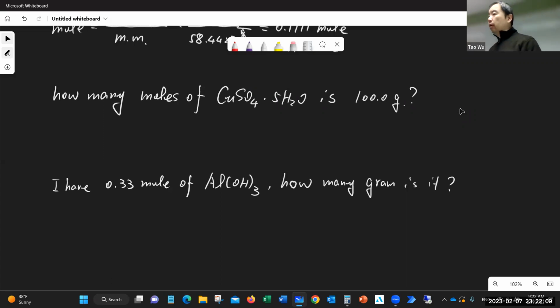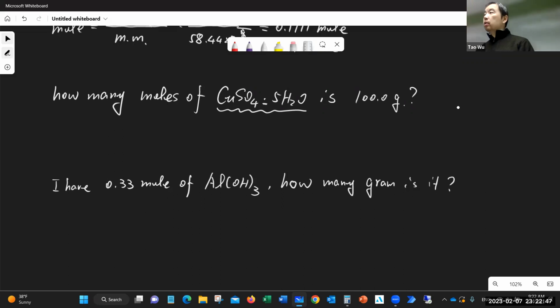Okay, so let's review it. Again, some people still have a problem figuring out the molar mass of this. Again, the dot over here is not multiplication, which means you cannot multiply the molar mass of this by the molar mass of that. No, this dot means it's an attachment, which means addition. So you're just using the molar mass of copper sulfate plus 5 times the mass of the water. This is how you figure it out.